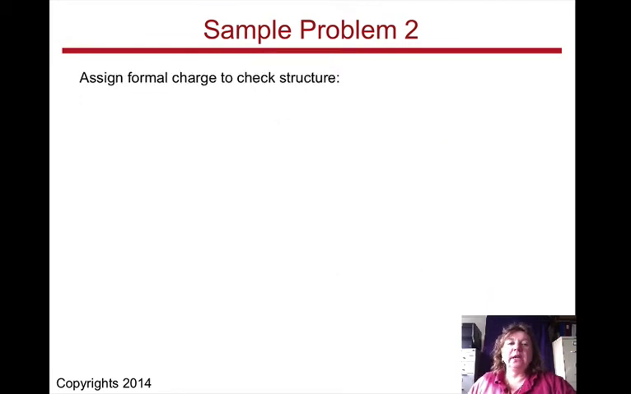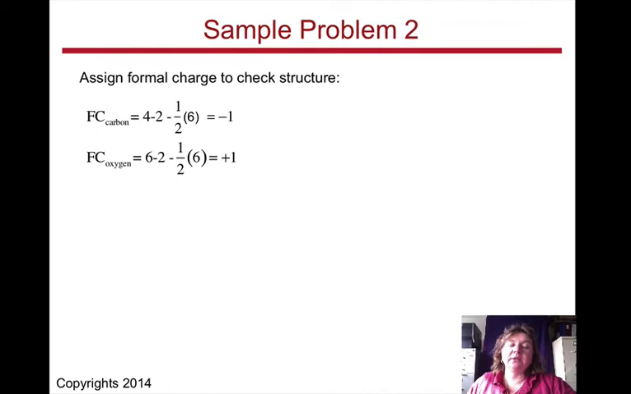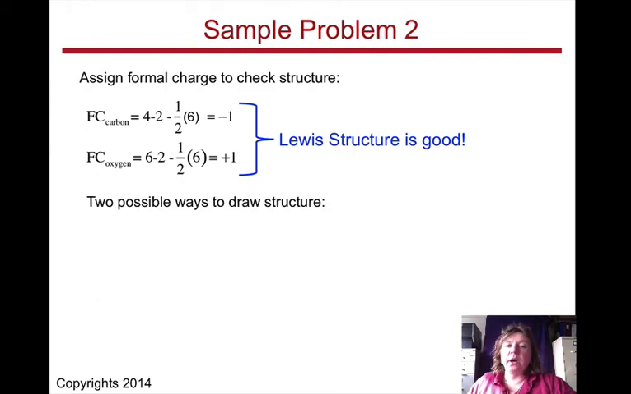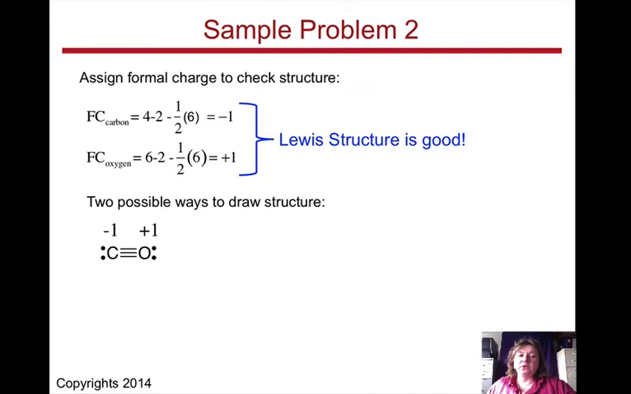So now let's assign formal charge to check on our structure. Formal charge, 4 minus 2 minus half of 6 equals a minus 1 on carbon. And for oxygen, 6 minus 2 minus half of 6 equals a plus 1. Lewis structure is good. We have 2 atoms, they have a plus 1 and a minus 1. So there are 2 possible ways to draw the structure, with lines or with dots.